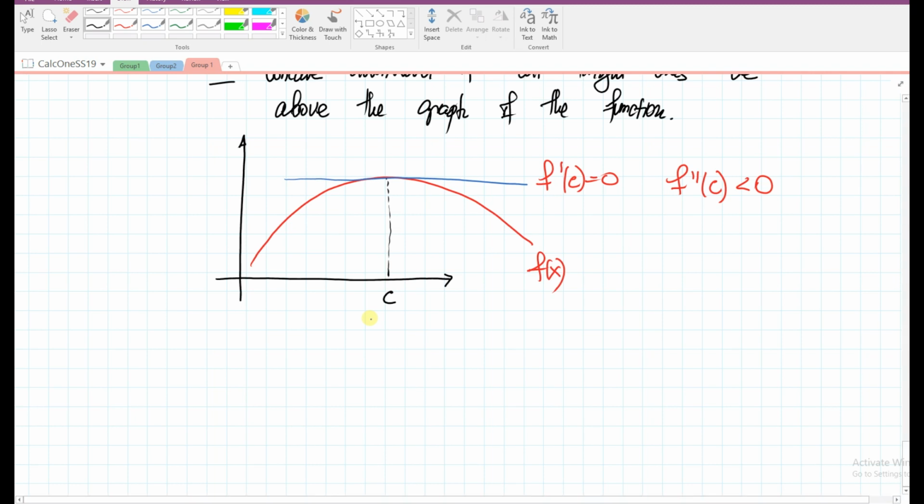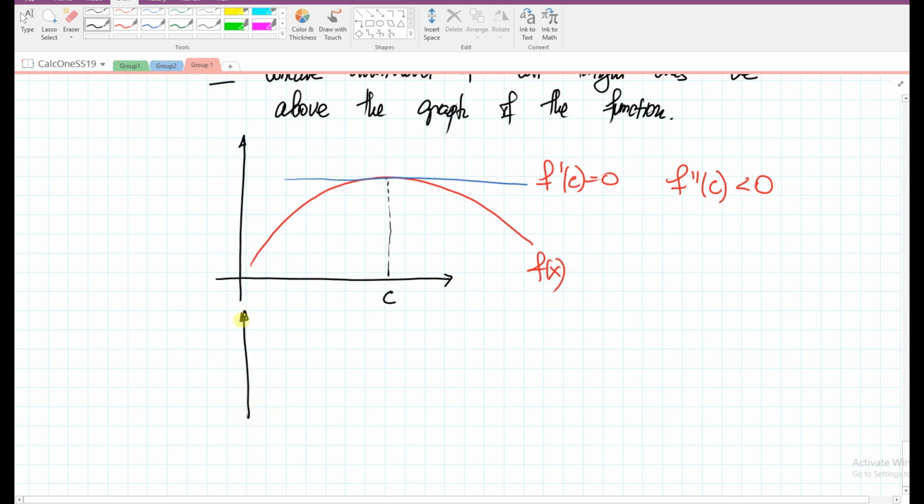So the first derivative is equal to 0, and the second is negative. It means that this is a maximum. This is clear from the image, right? So you see that this is a maximum. If it is positive, it means that this is a minimum, right?